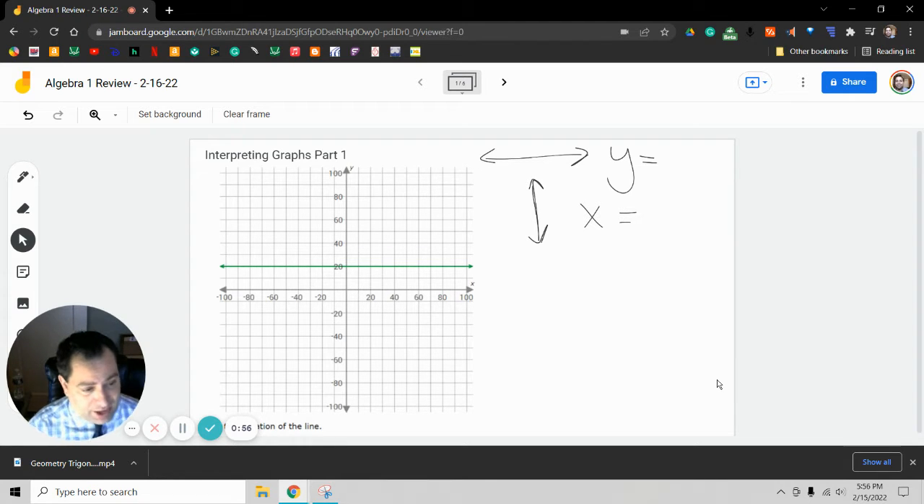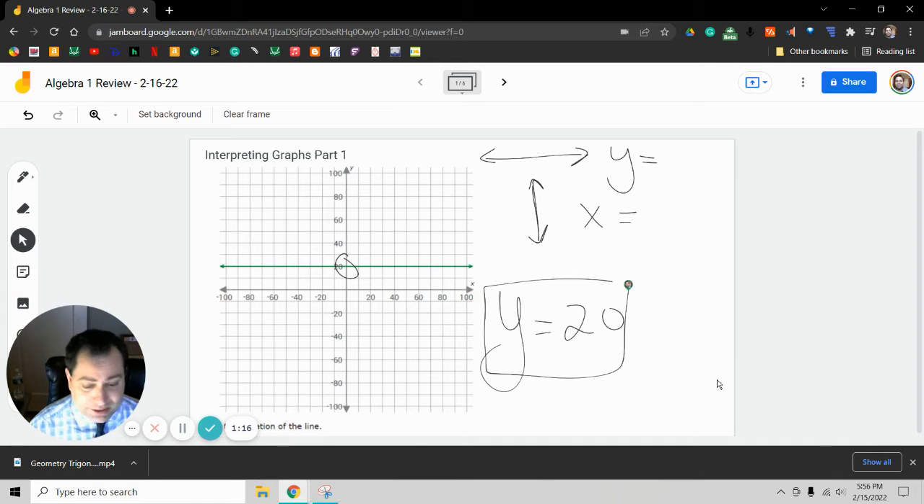Well, we have a left to right line, so we know that y equals is going to be the start of the equation. And then the second part is you have to pick the intercept. So where does the line cross the x or y axis? Well, it crosses at positive 20, therefore y is positive 20. All right, why don't you try one?